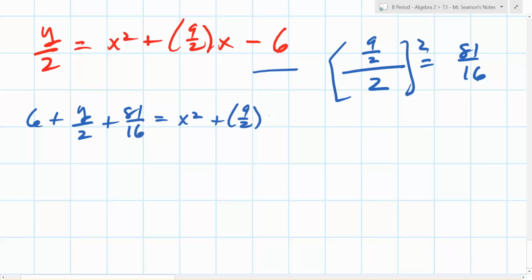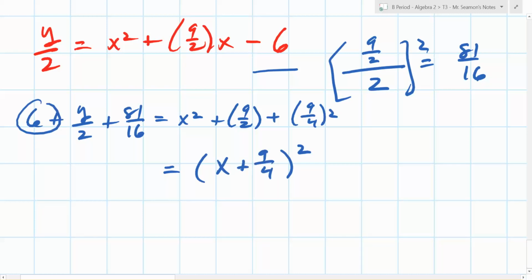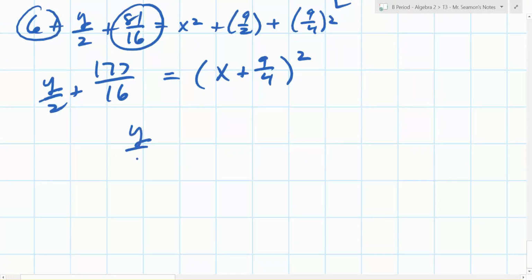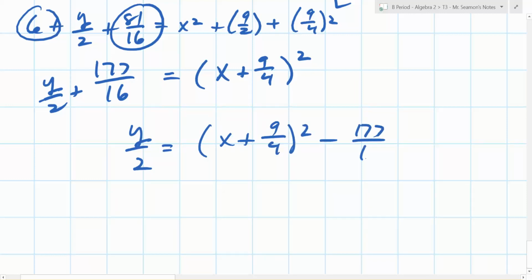And 81 over 16 is also written as what? 9 over 4 squared. What does this right-hand side factor into? You've done this already. It factors into x plus 9 over 4 squared. And then over here, you had to do this. Yes, you have to do fractions sometimes. So what do those two things add together to get? 177 over 16, and you have y over 2 right here. So you subtract that first, and you end up with y over 2 is equal to x plus 9 over 4 squared minus 177 over 16.